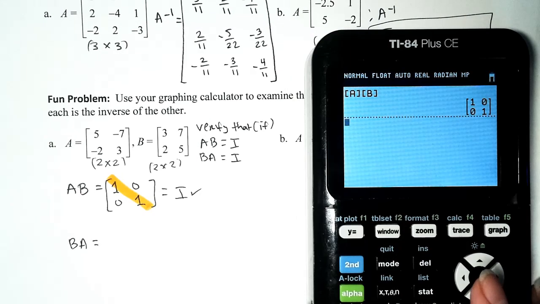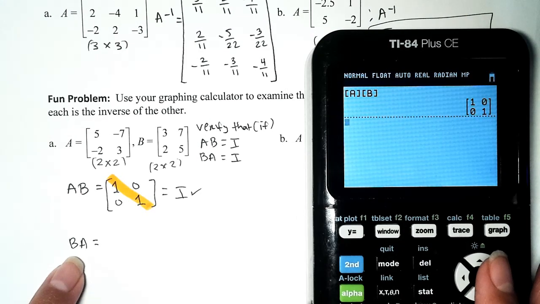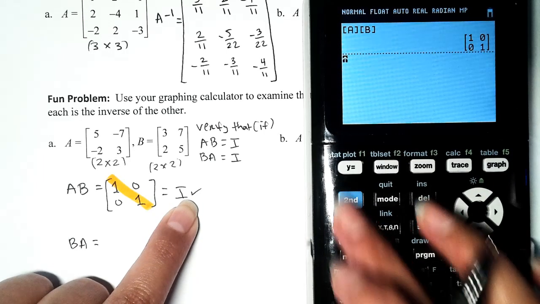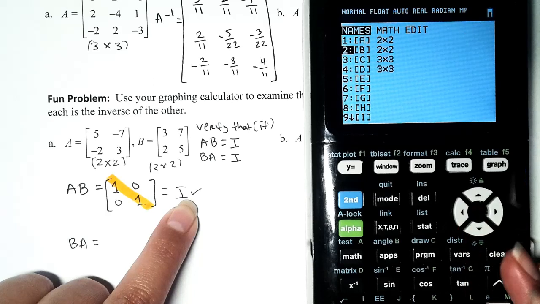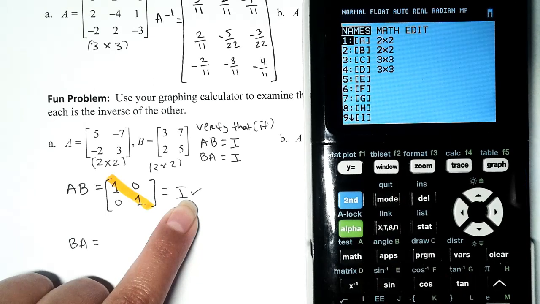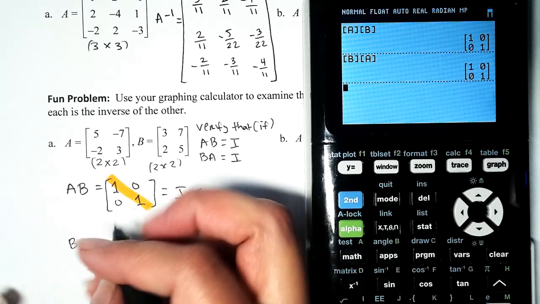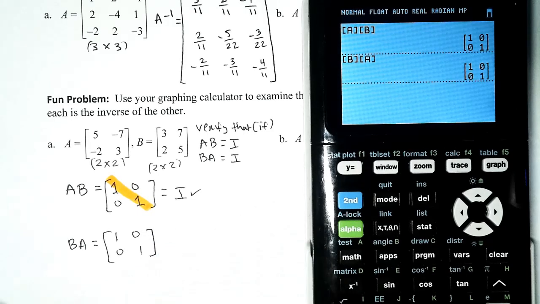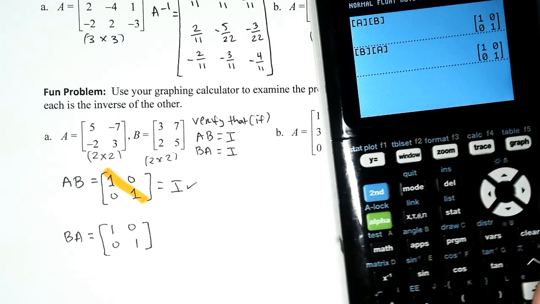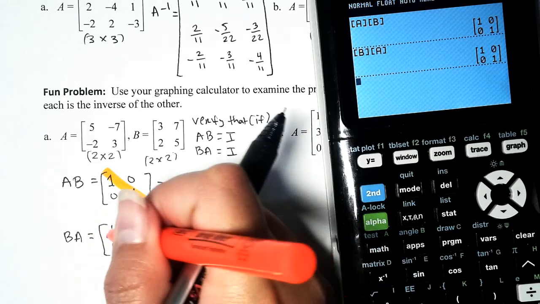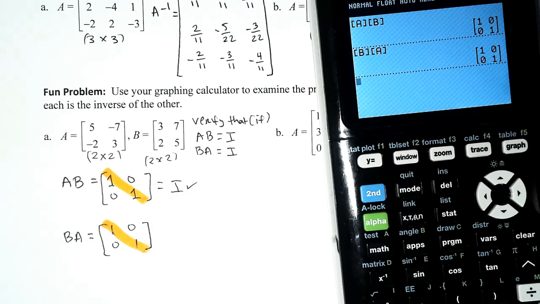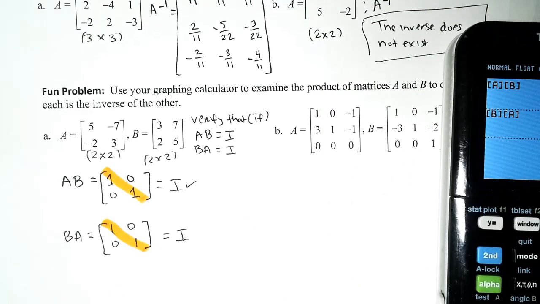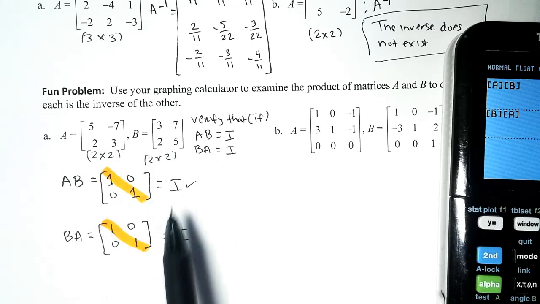So with our calculator, we want to show what the product of B and A is. Hopefully, it also gives us the identity. So we're going to do the same thing: second matrix, matrix B, times second matrix, matrix A, and it also gives us the identity. So 1, 0, 0, 1. The identity matrix for a square matrix of order 2, or 2 by 2, is the matrix with ones on the diagonal and 0 elsewhere, and that's what we have. So we have shown to the reader that the product going one way and backwards gives us the identity matrix.